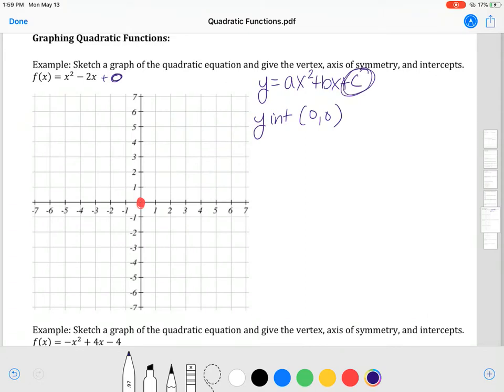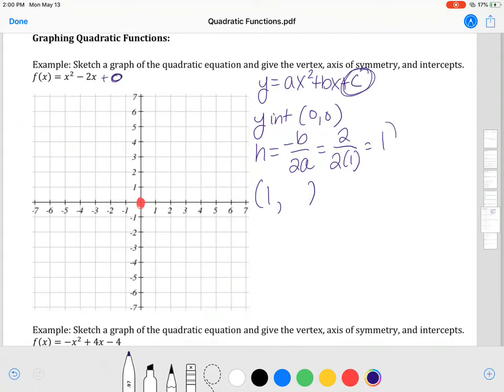Now, I also need to find my vertex, and I can find my vertex by using my vertex formula. I have h is equal to minus b over 2a. In this case, my b is negative 2. So I have a negative negative 2, which gives me a positive 2. And my a is 1. So I have 2 times 1 on the bottom, and that gives me a 1. So I know that for my h, k, my h is going to be 1.